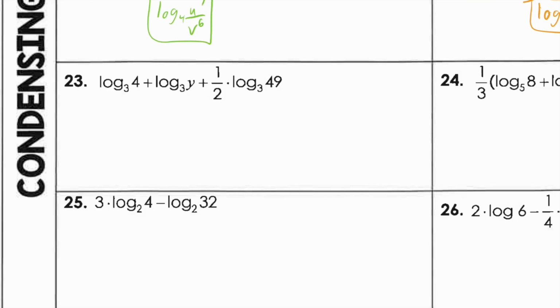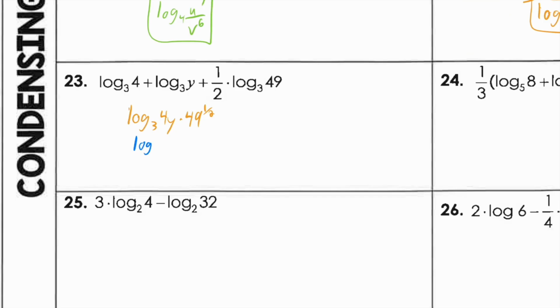On 23, we have 3 separate logarithms all adding together. So we have like log base 3 of 4y, for example, but we actually have to put the 1/2 on this last one. And so it would be 4y times 49 to the power of 1/2 if I wanted to skip a step and go ahead and not write logarithm one more time.